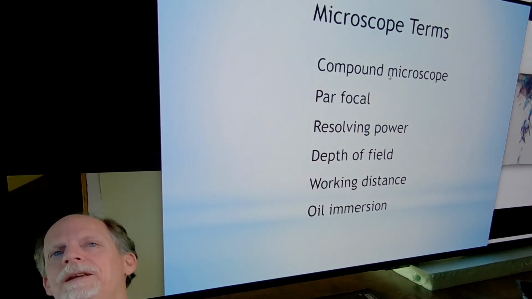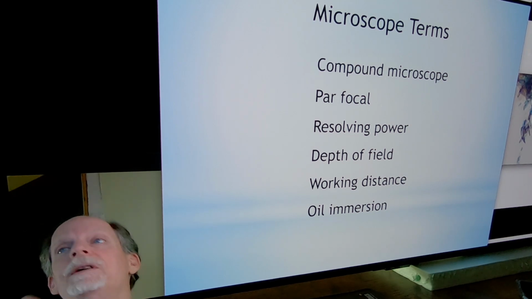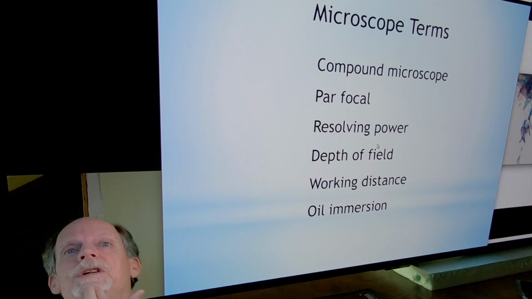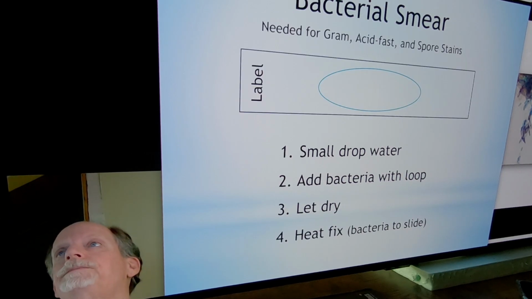You might get a question or two about what a compound microscope is, or what parfocal means. You might see the definition. I think on one of my quizzes I had the definition of resolving power and working distance. So be familiar with those terms and what they mean, because if you get a question, one of these might be the correct answer.